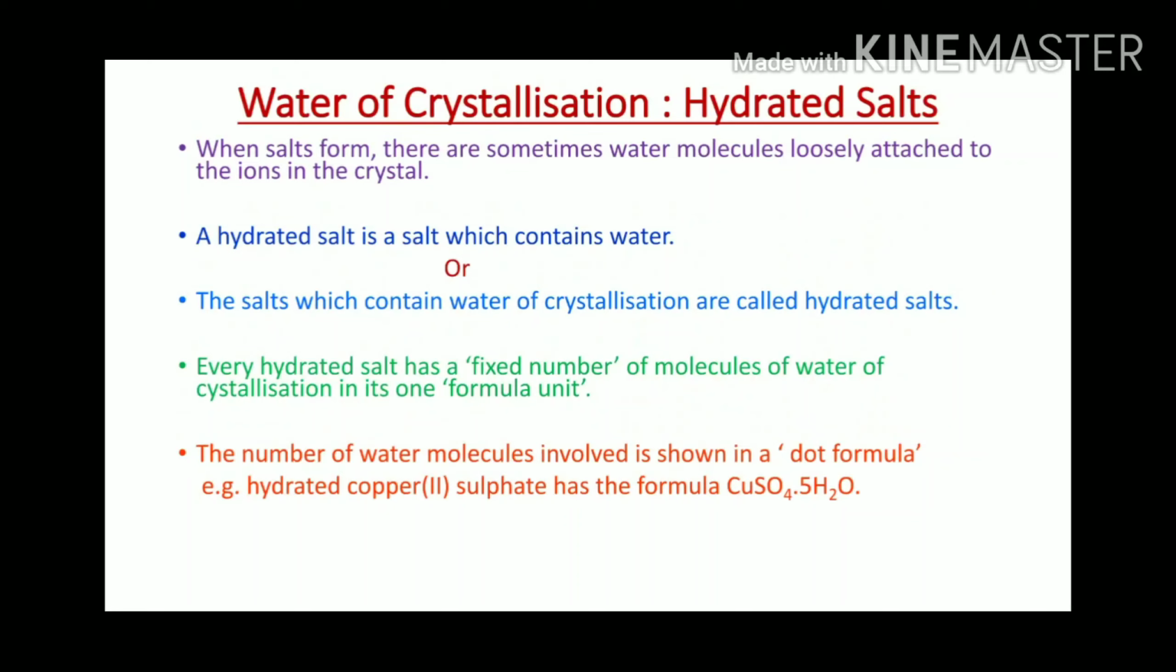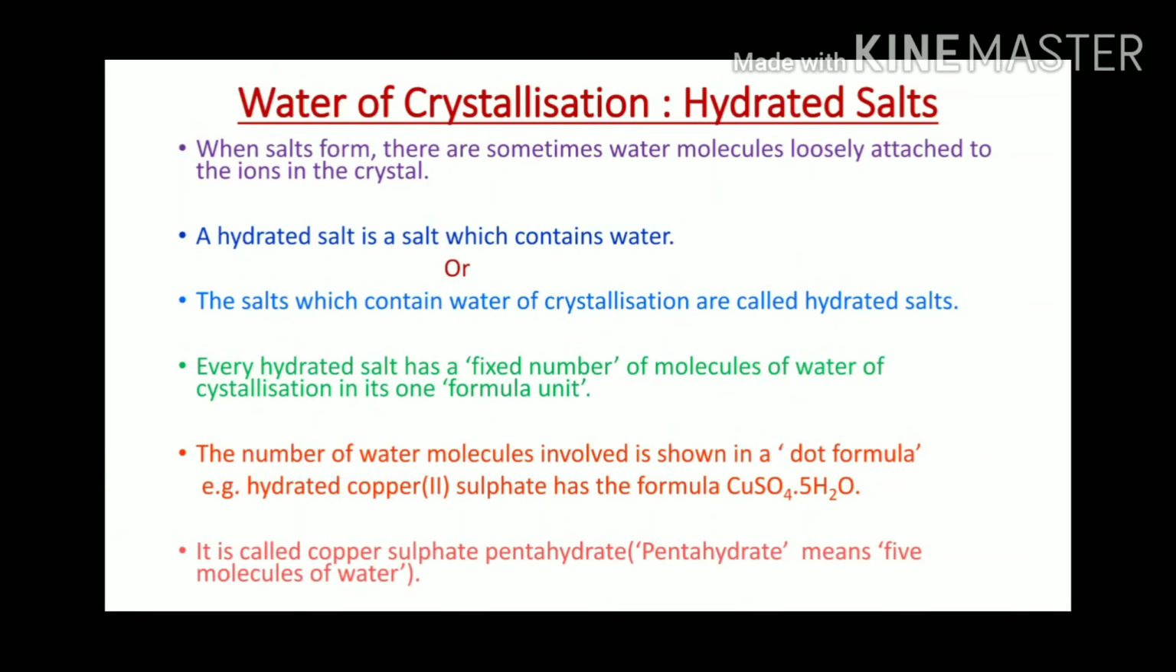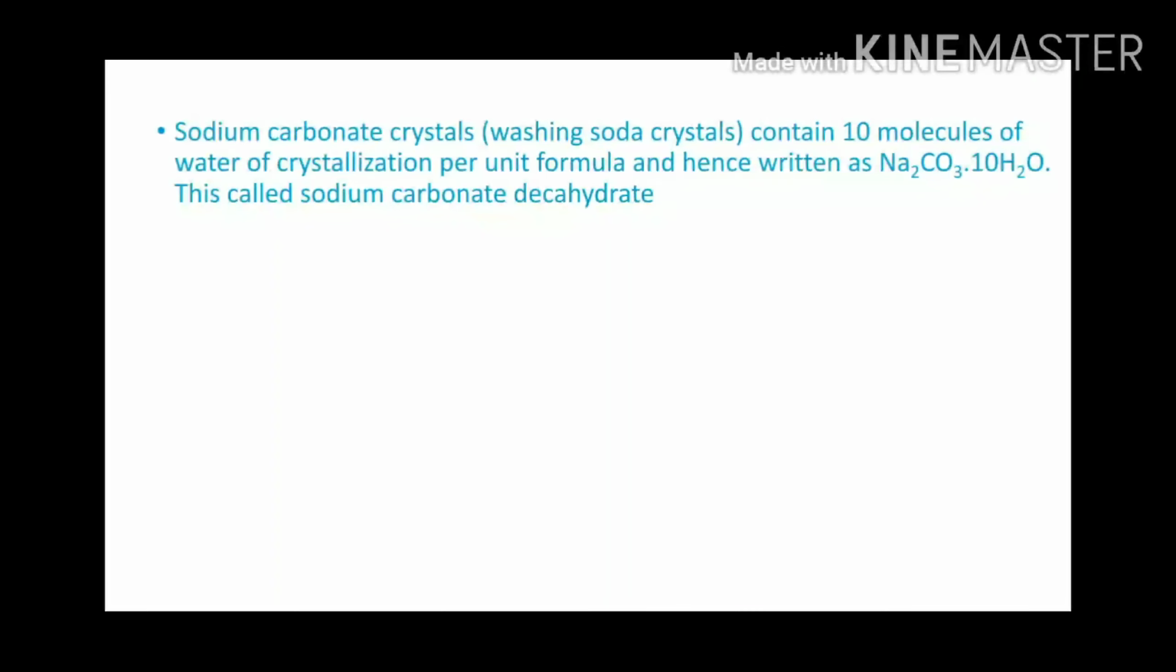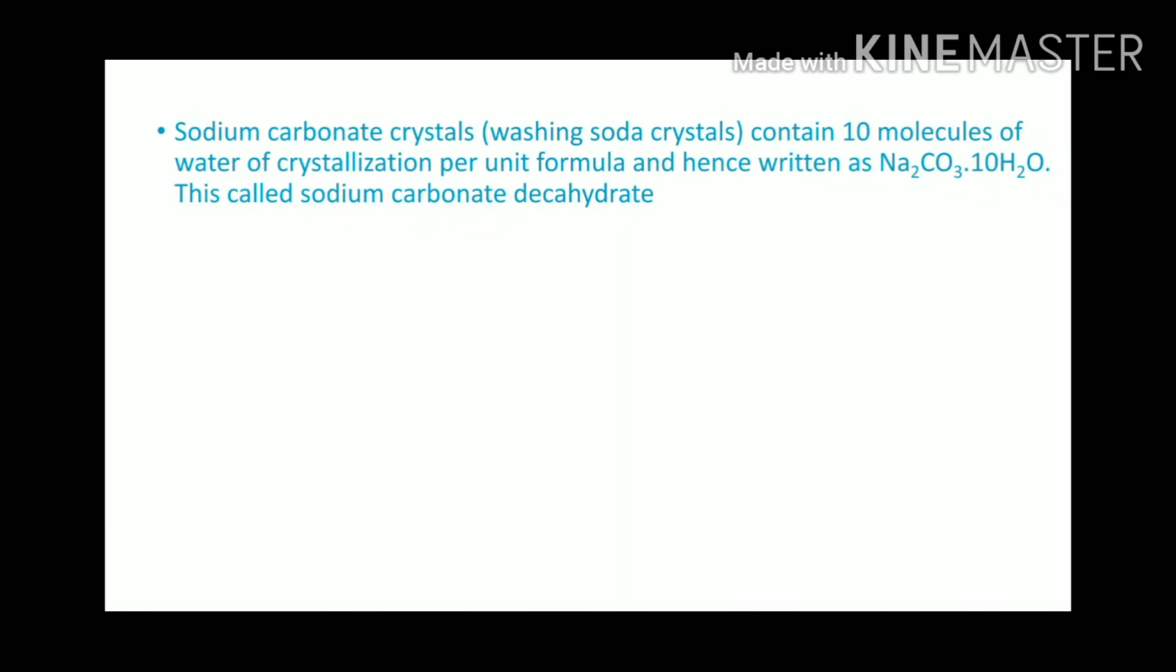Example, hydrated copper sulfate has the formula CuSO4.5H2O. It is called copper sulfate pentahydrate. Pentahydrate means 5 molecules of water. Sodium carbonate crystals contain 10 molecules of water of crystallization per unit formula and hence written as Na2CO3.10H2O. This is called sodium carbonate decahydrate. Decahydrate means 10 molecules of water of crystallization.